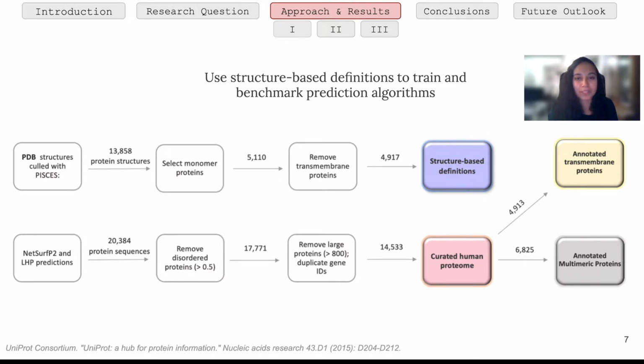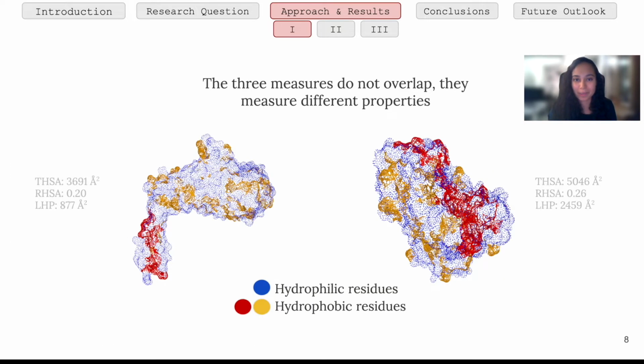Now, the first most important thing to show you, we've been talking about these three measures, is that these three different definitions actually measure different things. So in this example, you see two different proteins where the hydrophilic residues are indicated in blue. The largest hydrophobic patch is indicated in red, and the other hydrophobic residues are indicated in yellow. And so in this case, the red ones, the largest hydrophobic patch, is identified by our method MolPatch. And we also give the values for our three measures.